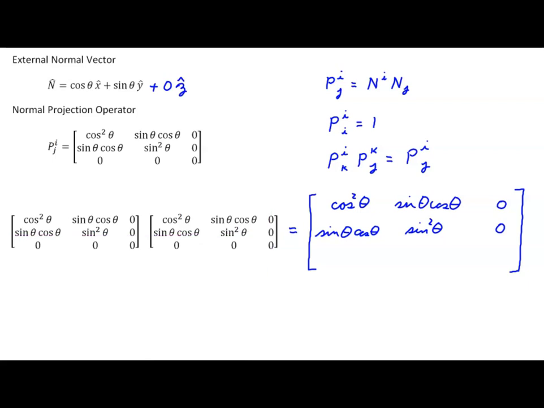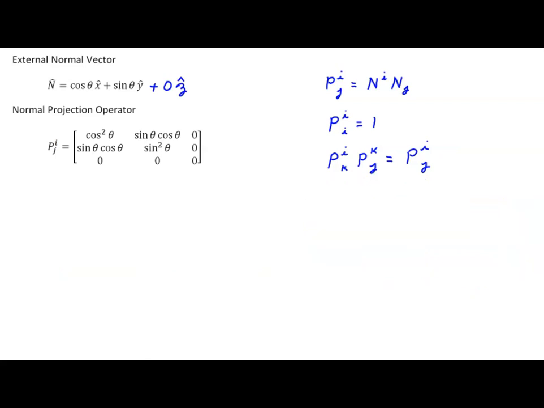Okay, and finally, we're going to have this row times this column. Everything here is 0, so it's easy to see that we have simply zeros here, here, and here. And with that, you see that we have confirmed this identity because this is exactly the same as this and this. So the contraction of the normal projection operator with itself gives us the normal projection operator. So this is confirmed. All right, let's move on now and take a look at the surface projection operator.